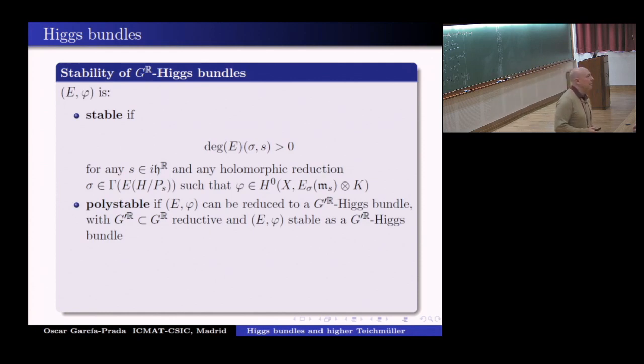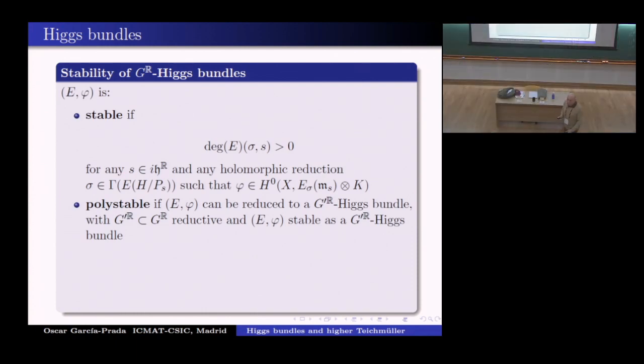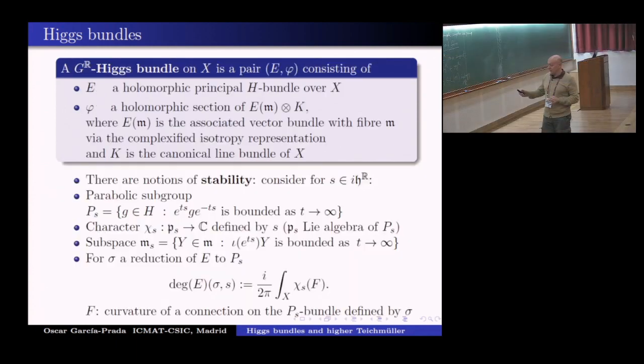Question: What is the connection induced by the reduction of structure group? You want to go back to the definition that I gave you before, this one here. You take any connection. You have a P_s bundle and you have any connection, and thanks to Chern-Weil theory, by using the curvature of that connection, you obtain this number right here.